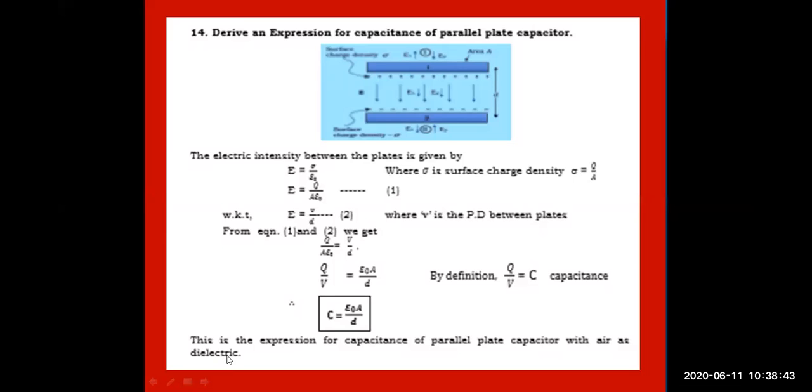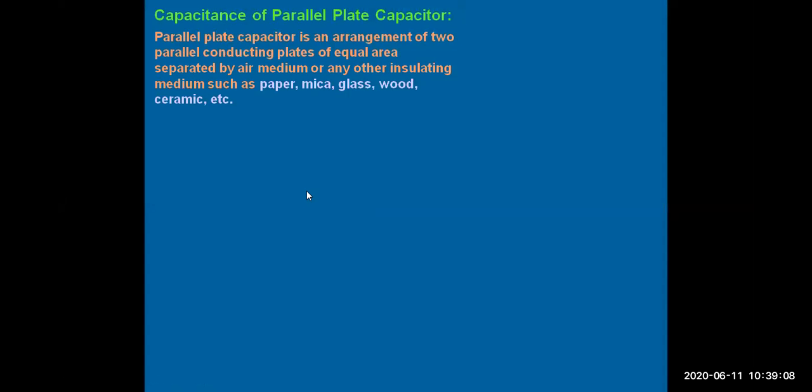Now, when we have any medium, there's only one difference. This epsilon naught will again be multiplied by epsilon R. Epsilon R is the permittivity of the medium. So my formula will become C is equal to epsilon naught, epsilon R, capital A divided by D, if it is a medium instead of air. So the same derivation can also be proven like this.